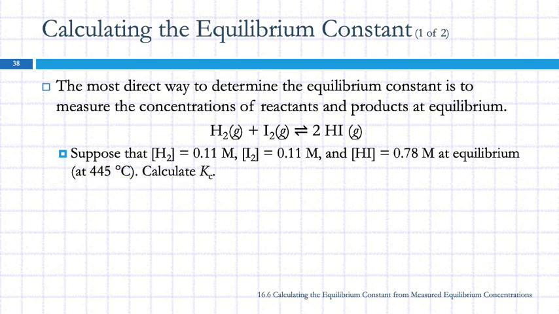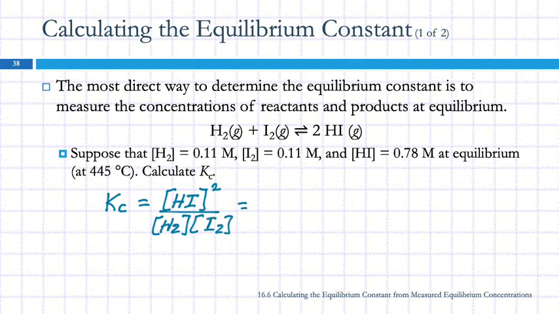The temperature here is just specified because you have to specify the temperature with equilibrium constants because they change with temperature. But we don't need it in the equation at all. So it's helpful to first write the expression without the numbers. So we have HI squared over H2 times I2.